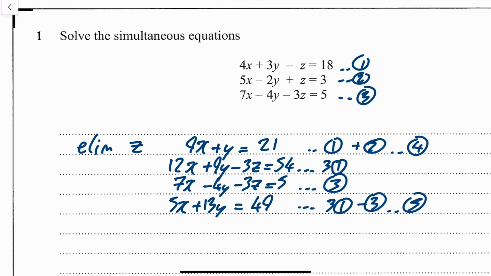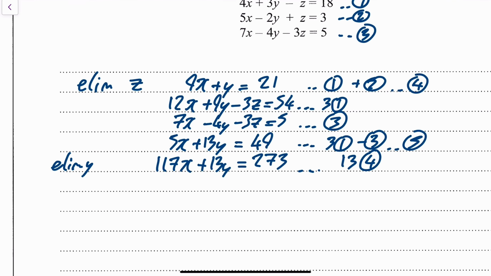And then we want to then decide what we're going to eliminate from my equation 4 and 5, and I'm going to eliminate y. So I need to get this number of y's the same. So what I'm going to do is multiply my equation 4 by 13, which would give me 117x plus 13y is equal to, and then the 13 times the 21 is going to be 273. Okay, and now we've got the same signs for the y's.